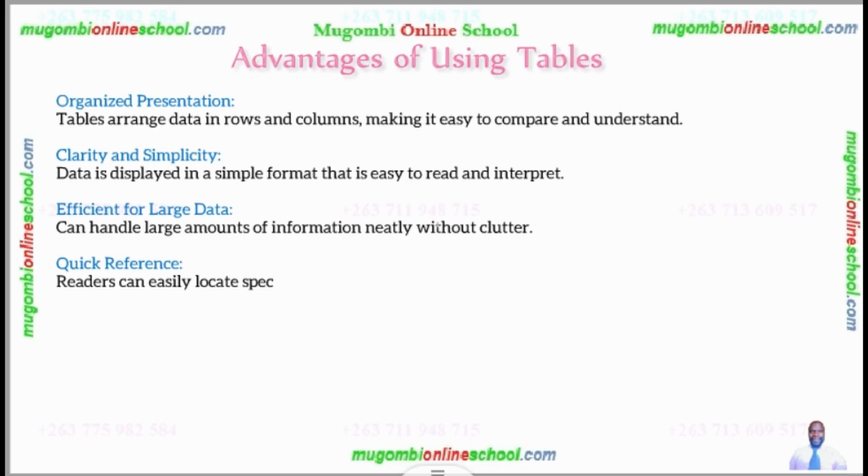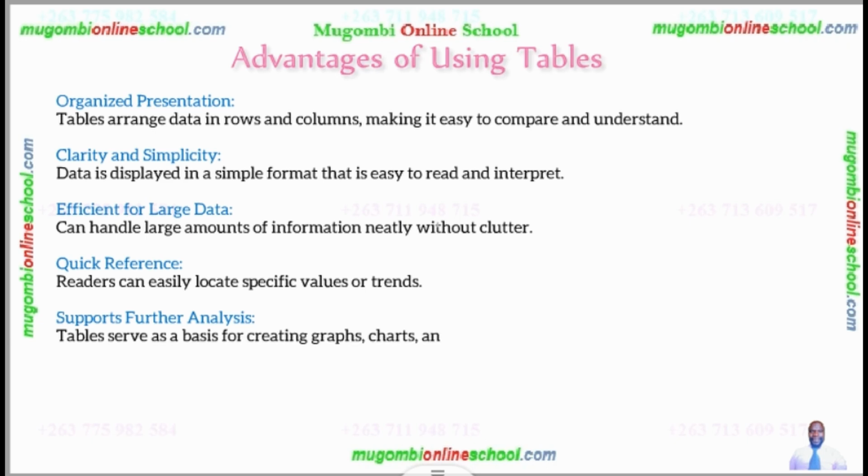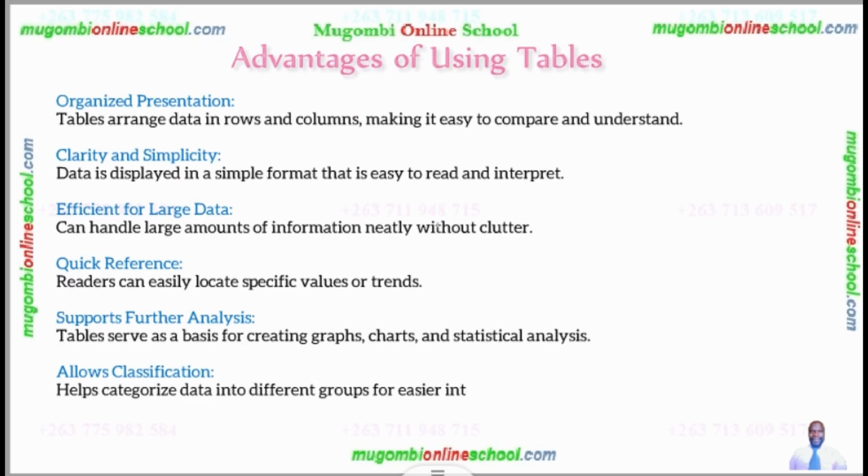Quick reference. Readers can easily locate specific values or trends. Advantage number 5 supports further analysis. Tables serve as a basis for creating graphs, charts, and statistical analysis, even using a computer. It allows classification. Tables help categorize data into different groups for easier interpretation.